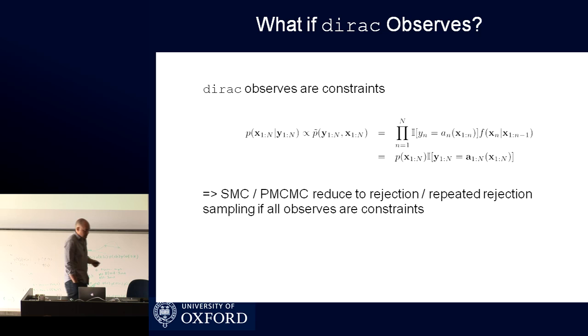A couple of people came up and talked about Bayes nets and constraints and how basically to operate with constraints rather than soft observations. So another, just a little aside before I finish up with the inference part of this. It's possible to use Dirac observations. In other words, it's possible to impose constraints directly in Anglican.